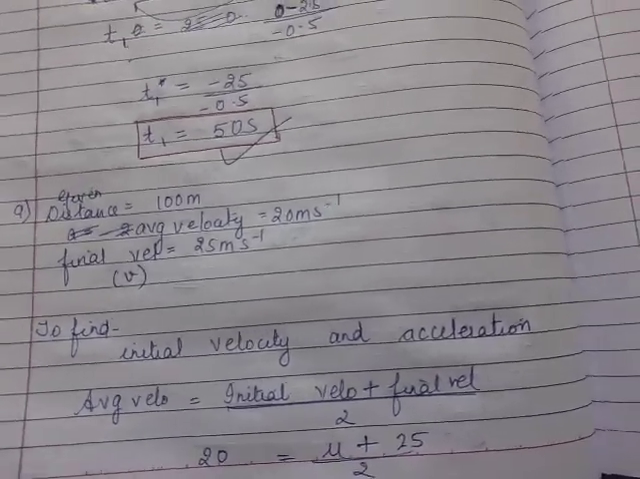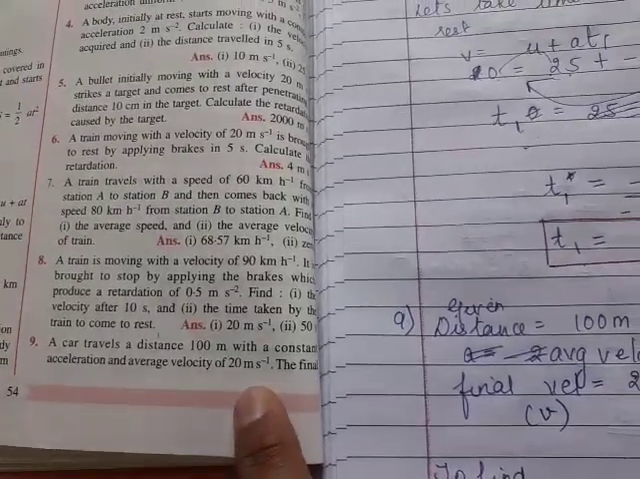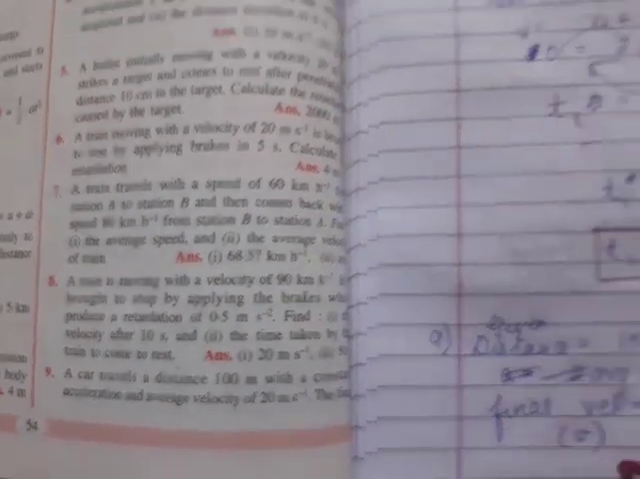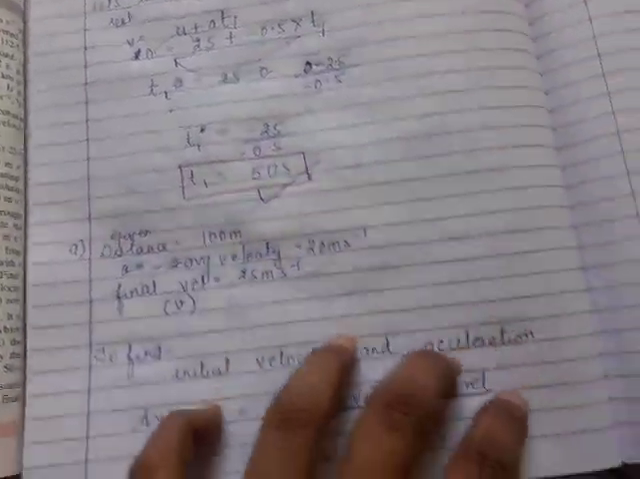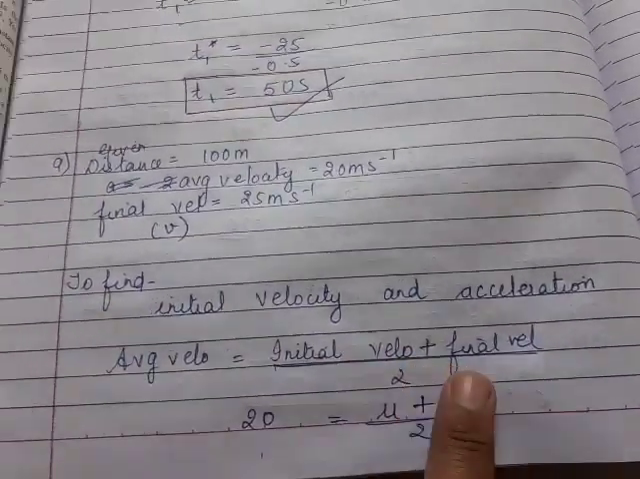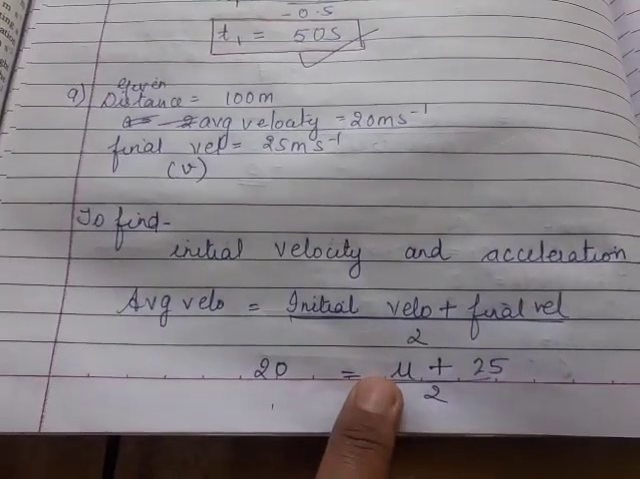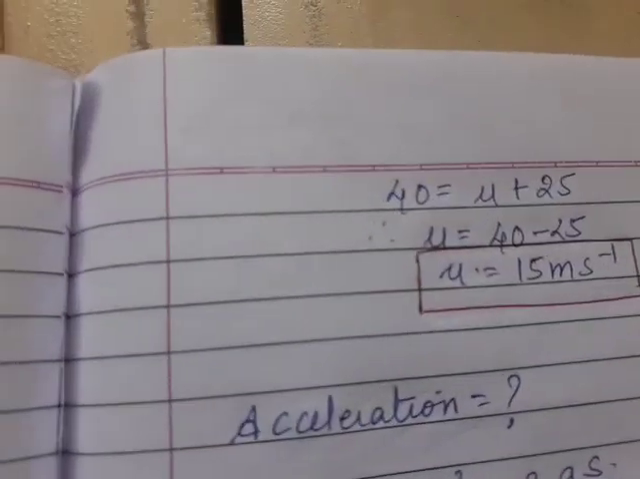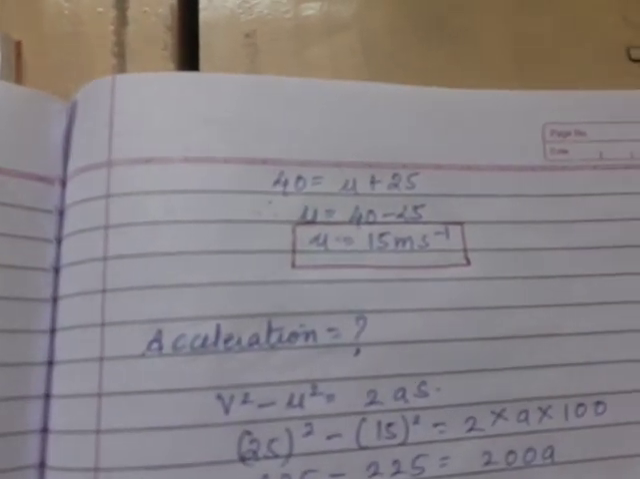Then the ninth numerical here. A car is traveling a distance of 100 meter with a constant acceleration and average velocity 20 meter per second. You are supposed to find the final velocity and the acceleration. Now if you have the average velocity and you have the final velocity with you, it's very easy to find out the initial velocity. So how? Average velocity is initial velocity plus final velocity upon 2, which is 20, the average velocity, equals initial velocity you're finding, plus 25, upon 2. So it's 20 into 2, 40. 40 equal to u plus 25, so u equals 40 minus 25, which is 15 meter per second.